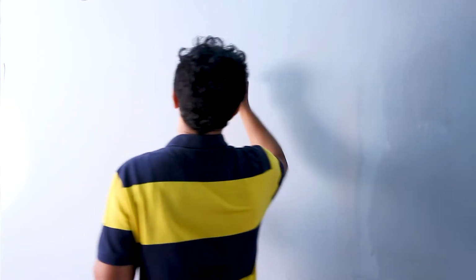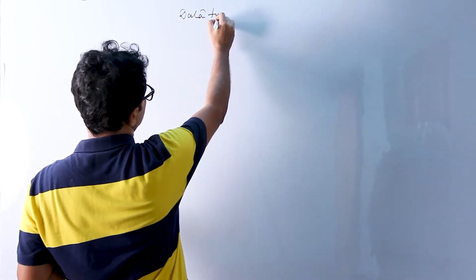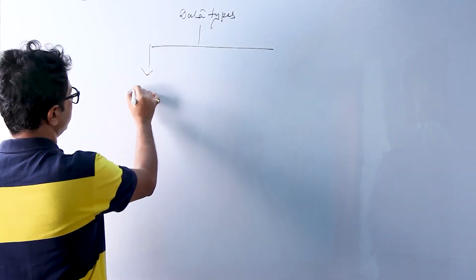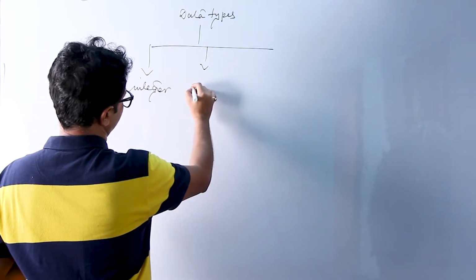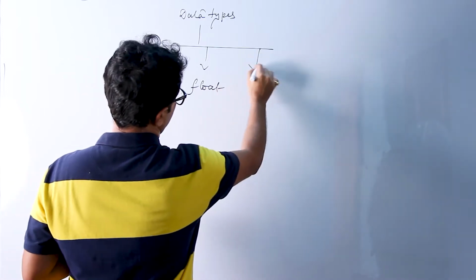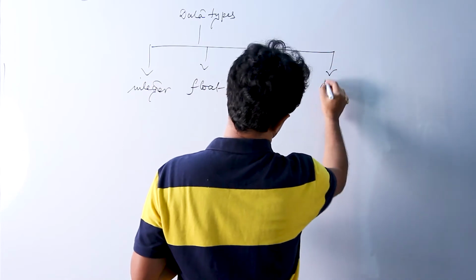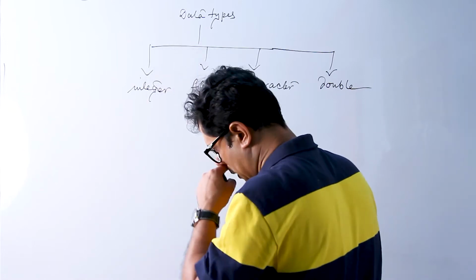Basically, data types can be of 4 types which are commonly used in the C programming language. If we classify the data types in a schematic way, they can be classified as integer data type, float data type, character data type, and double data type.